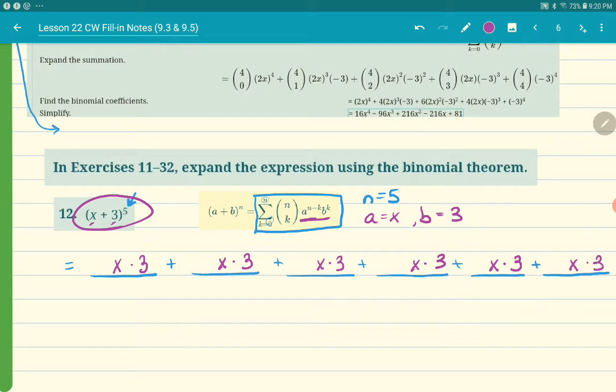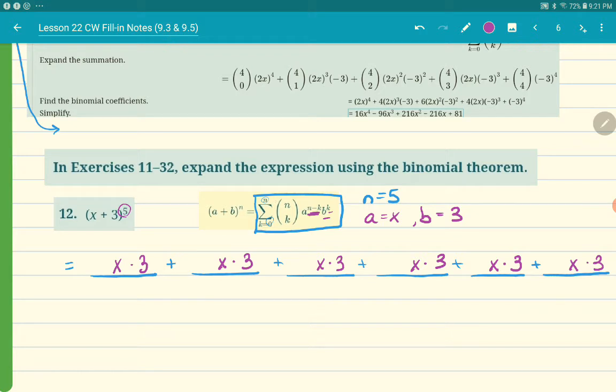Okay, next thing is my exponents. For my exponents, I'm looking for every combination of exponents. Remember, this is n minus k and this is k, so those are always going to sum to n, which equals 5. So whatever the exponent on the first term is, the two exponents are going to add up to 5. For the first term, I start with n minus k.